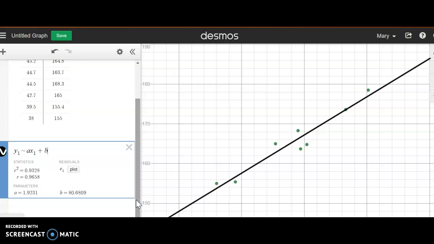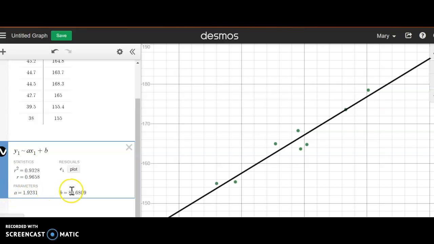A couple of things I want to look at here. This R value here is known as the correlation coefficient. The closer this number is to 1, the better the correlation is. You notice this doesn't go through every single one of those points, so it's not necessarily a perfect correlation, but it's a 96.58% correlation, so it's a pretty good correlation.